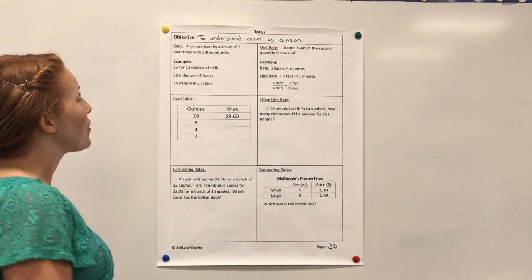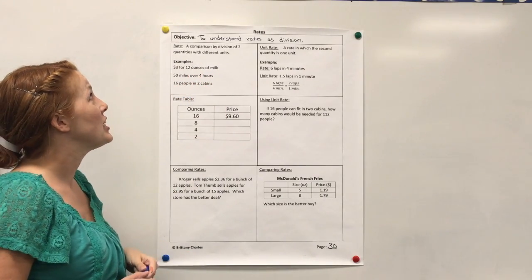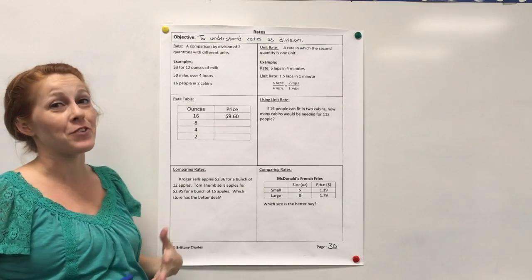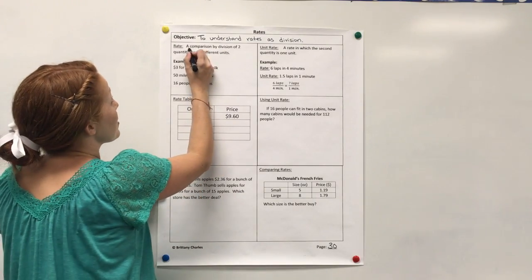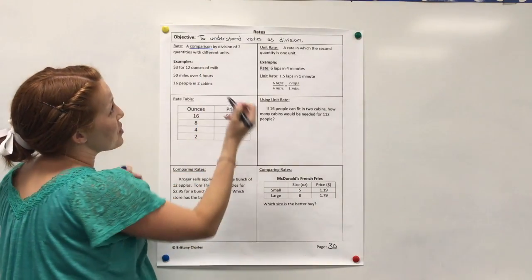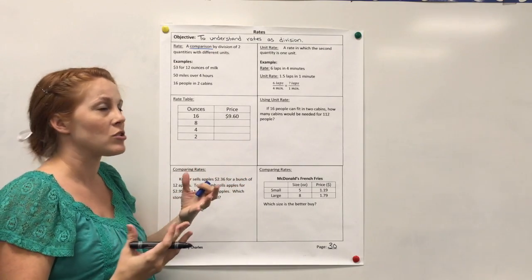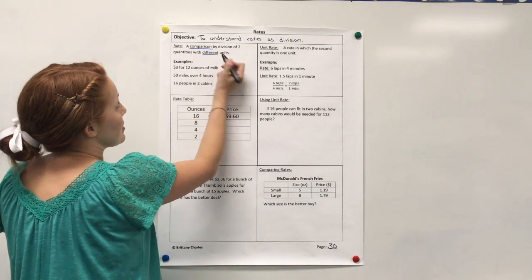All right, well, first of all, what is a rate? A rate is a comparison by division of two quantities with different units. So it's still a comparison, and a multiplicative comparison at that. But now instead of comparing the same things like in a ratio, like apples and bananas, they're both fruit, now you're comparing different units.